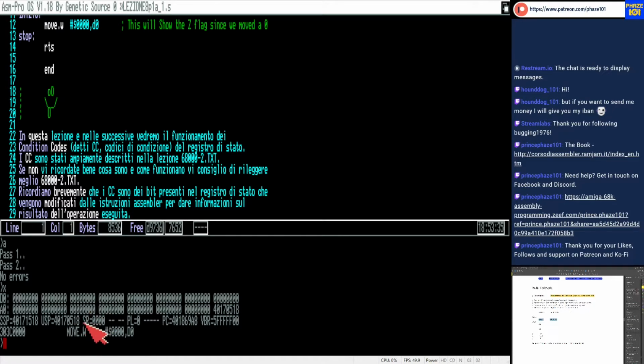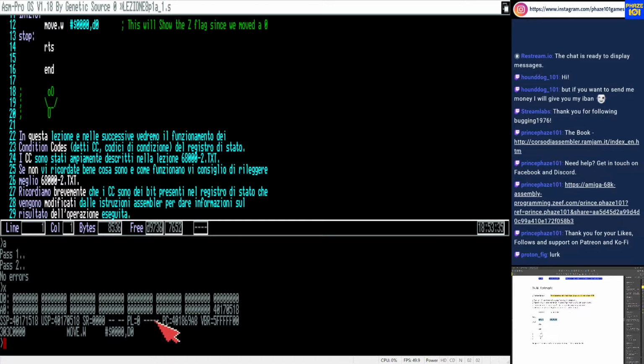Then we have the SR register, the status register. And the status register is displayed in two ways. It's displayed as a number. Here we have a 16-bit number. And also as dashes. Forget what's in the middle. And these indicate the flags or the bits in the status register. We have 5 dashes here, and we will be interested only in these 5.